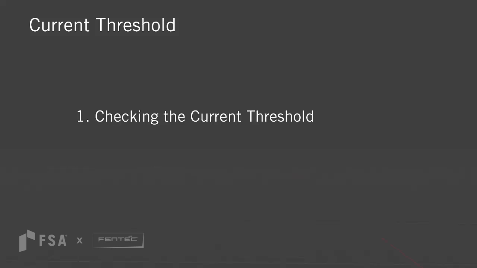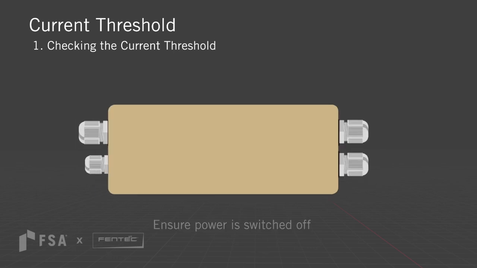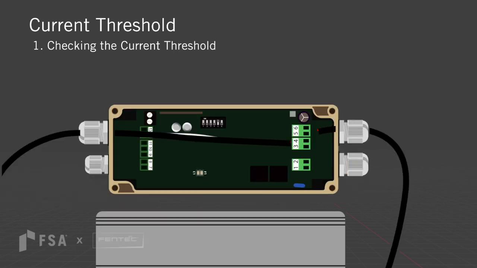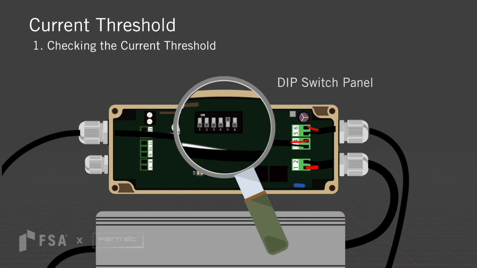1. Checking the existing current threshold. Ensure power is switched off to the control box. This is the dip switch panel. To check the existing current threshold, we need to switch dip 6 on and then off.